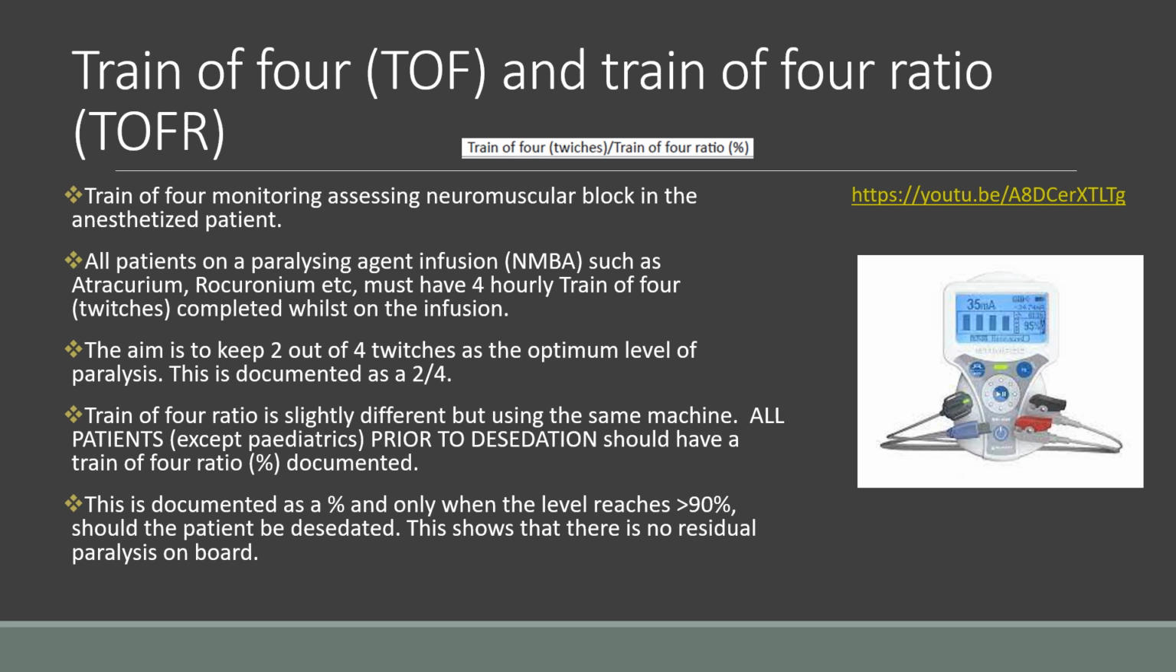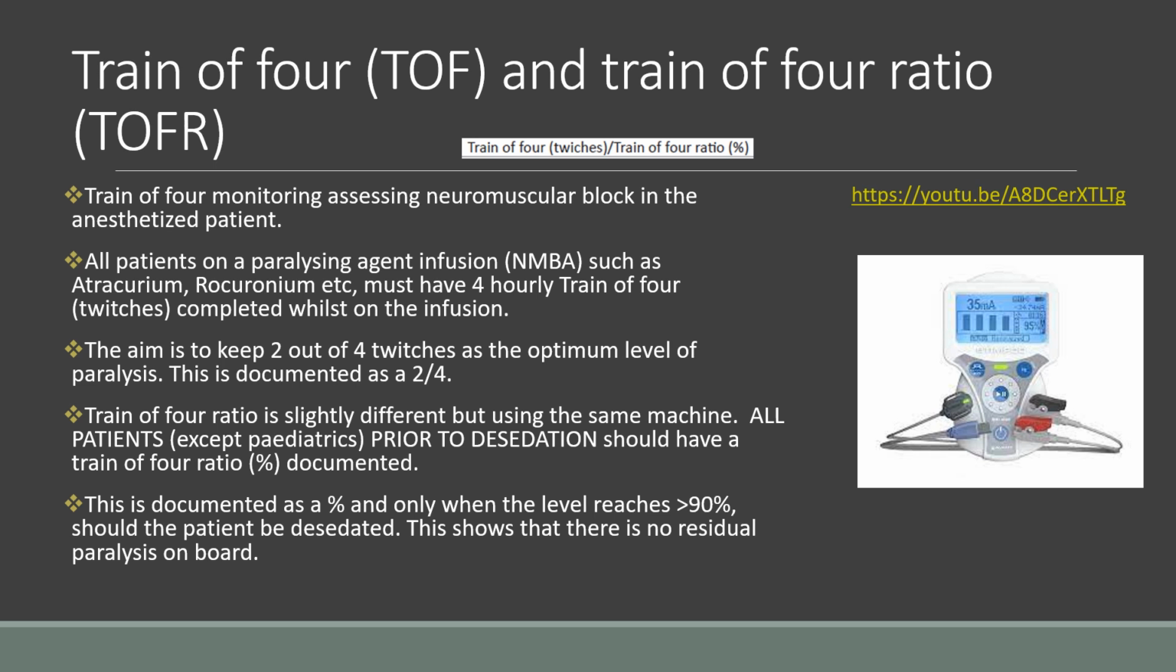So the aim is to keep 2 out of 4 twitches. You'll put the probe on the thumb and you'll press the button and it will bleep 4 times and you'll see the thumb flicker. It'll be quite obvious. If you get 2 thumb flickers out of 4, this is documented as a 2 out of 4. This is optimum. You need not do anything with that paralyzing agent, but you would titrate up or down depending on what you get from the train of 4.